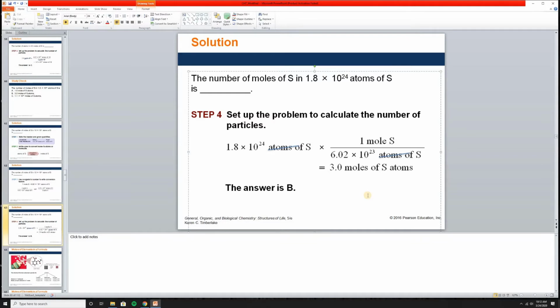1.8 times 10 to the 24th atoms is how many moles? That's what we're doing. We write down the first measured number, and then we use our conversion factor of 1 mole is 6.02 times 10 to the 23rd, and we cancel out atoms of sulfur, because 1 mole is 6.02 times 10 to the 23rd of anything, in this case atoms of sulfur. We do the math and we get 3. We're dividing Avogadro's number into our total number of atoms or molecules in order to get the moles. So we're getting 3.